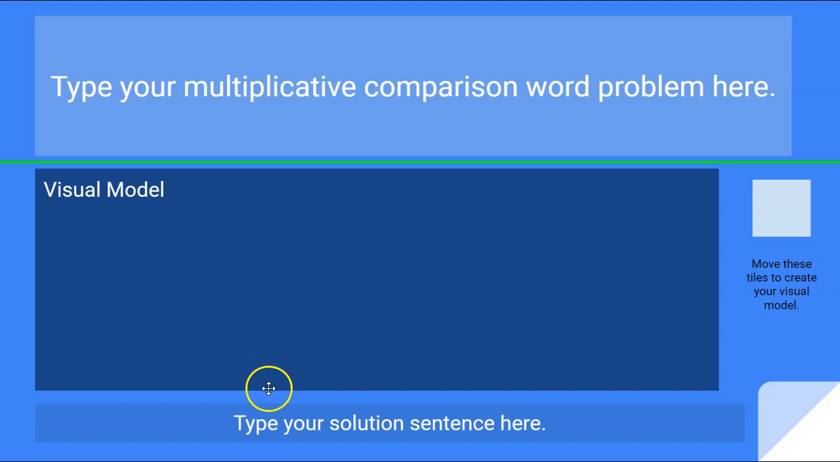For this activity, you'll be creating a multiplicative comparison word problem on one of these Google Slides. Choose a slide and begin typing above the green line the word problem that you would like to create. Remember, multiplicative comparison word problems usually include either two people or two things to compare, such as a day of the week or a month.